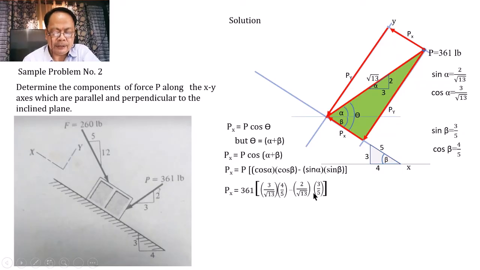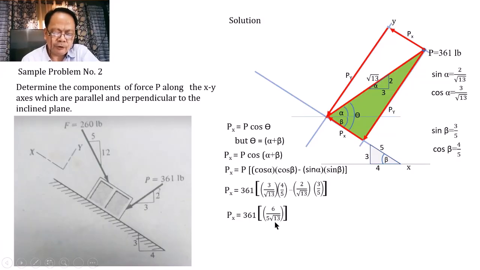I have here 3/5. So if we're going to simplify this equation, you will notice that the terms inside the bracket have the same denominator. So getting the denominator to be multiplied by the square root of 13, and then simplifying the numerator, we shall have here 361 multiplied by this product subtracted by that product, and this is actually equal to 12 minus 6, which is 6 over 5 multiplied by the square root of 13.